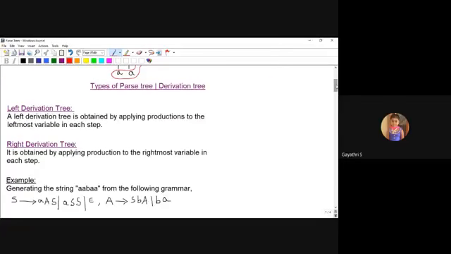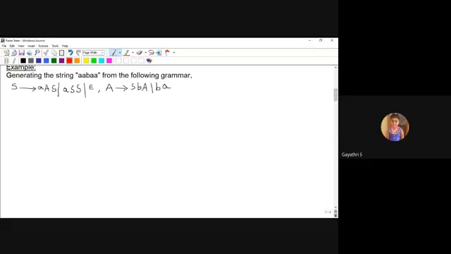So left derivation tree or left parse tree means it is based on the leftmost derivation. Right derivation tree means it is based on the rightmost derivation. So for example, this is the example, generating the string. The input is a string. You have to generate the string by constructing the parse tree. The production rules are here. You are going to construct the left derivation tree as well as the right derivation tree, or left parse tree or right parse tree. For this, they have given the input as a b a.